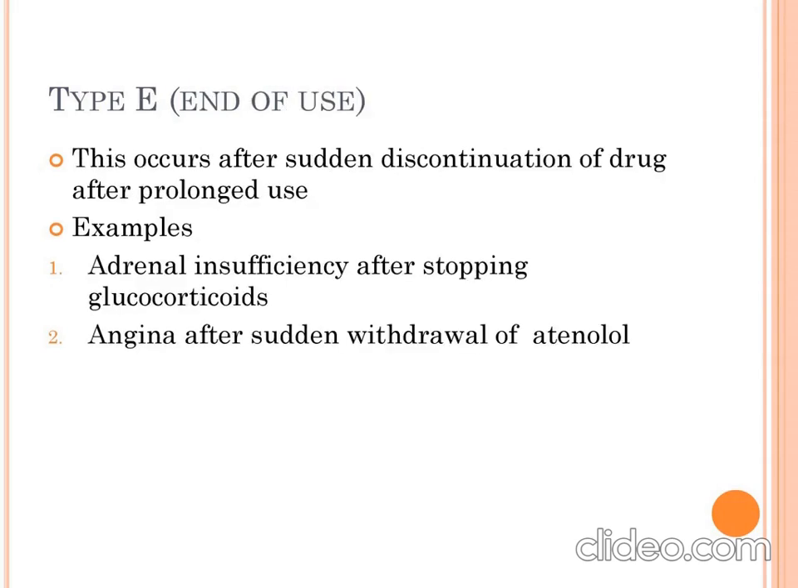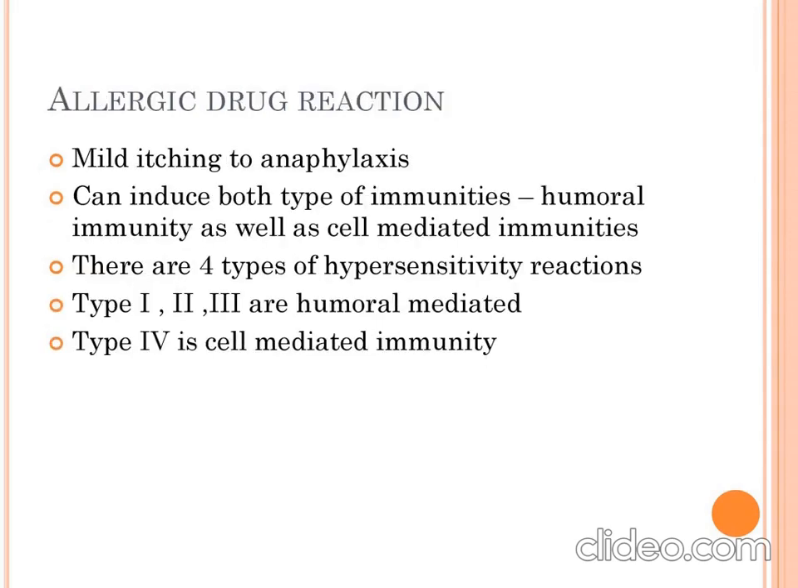The last type of adverse drug reaction is type E, which is end of use. This occurs after sudden discontinuation of the drug after prolonged use. For example of type E, it is adrenal insufficiency after stopping glucocorticoid, and angina after sudden withdrawal of atenolol. So, adrenal insufficiency is seen after stopping the glucocorticoid drug. This is the example of type E adverse drug reaction.